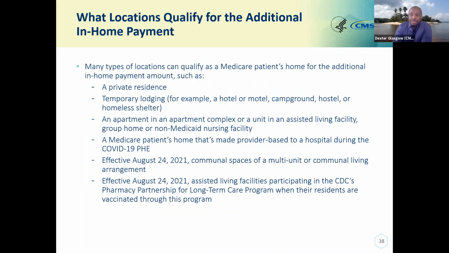We're going to take a look here at locations that pertain to in-home payment. These locations don't qualify as a home for the additional payment amount. Prior to August 24, 2021: communal spaces of a multi-unit living or communal arrangement; hospitals, except when a Medicare patient's home has been made provider-based or hospital during the COVID PHE; Medicare skilled nursing facilities; and Medicaid nursing facilities, regardless of whether they're patients' permanent residents. So once again, these are locations that don't qualify as a home for additional payment amounts.